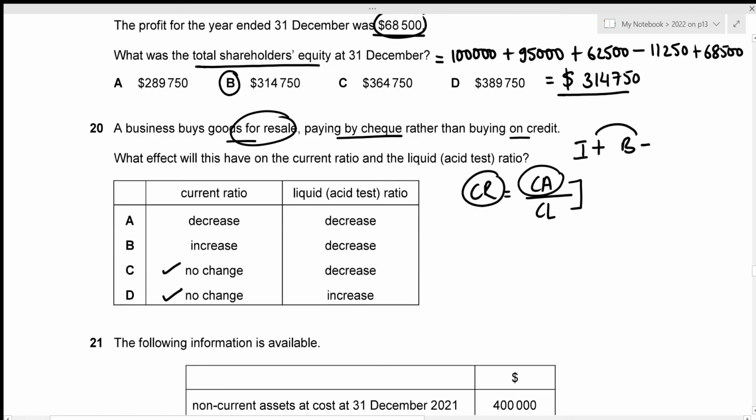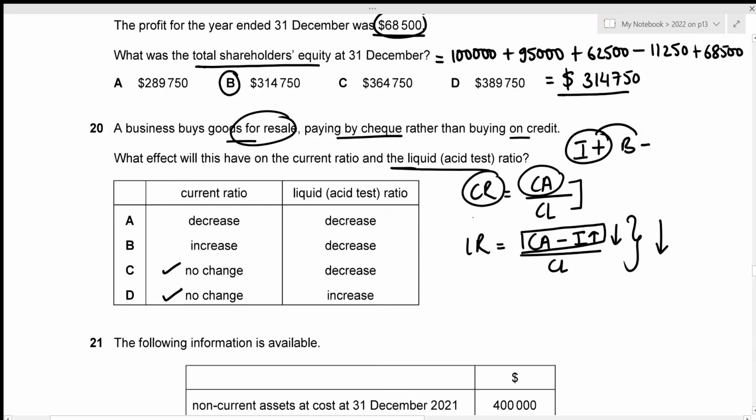And then we also need to talk about our acid test ratio. So the liquid ratio has the formula current assets minus inventory divided by current liabilities. And we've already figured out that our inventory is being increased. And whenever the negative aspect of any formula is being increased, this total value is going to decrease. And if the numerator of any formula decreases, the total value will also decrease. So this just means that our liquid ratio is going to be decreased, which is given by A, B, and C. So the correct one for both current ratio and liquid ratio is given by option C. That is going to be the correct answer.